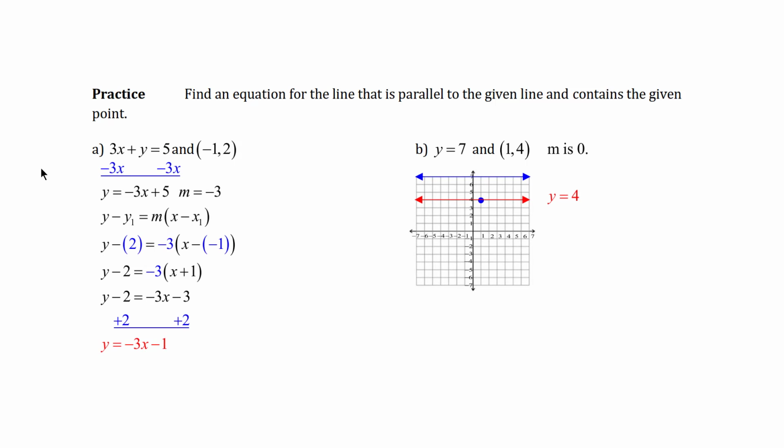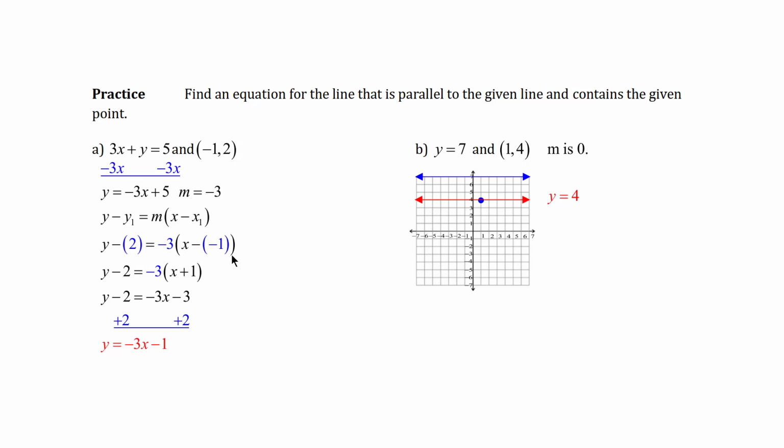Okay, so let's get started with part A. The first thing we need to do here is put the equation in slope-intercept form so we can identify the slope. So I'm going to get rid of the 3x by subtracting 3x from both sides of the equation. After doing the subtraction, the result is y equals -3x plus 5. So the slope here is m equals -3. From here we could plug in our value of -3 in for slope and our point -1, 2 into the point slope equation. We get y minus 2 equals -3 times the parentheses x minus -1, close parentheses.